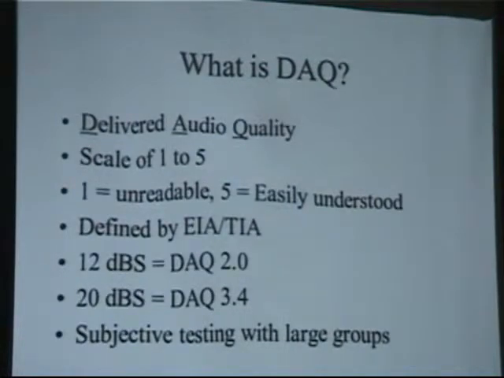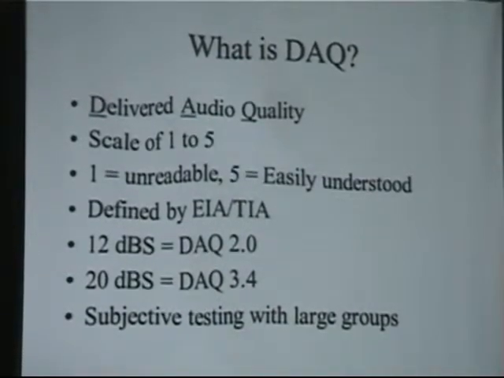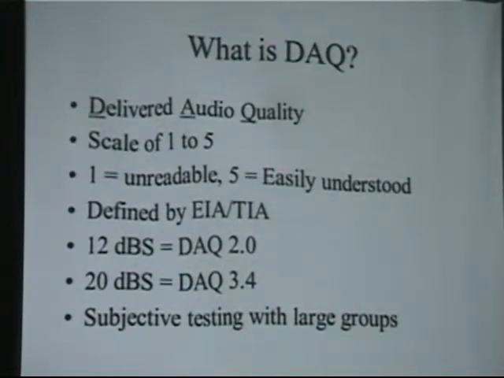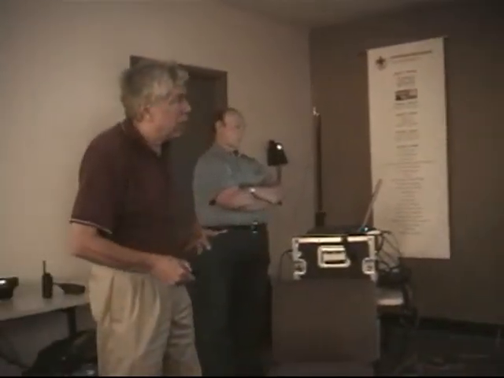So what the heck is delivered audio quality, DAQ? It's a scale of 1 to 5, whereas 1 is unreadable and 5 is easily understood. It's defined by the Electronics Industry Association, and for any of the techies, 12 dB SINAD analog sensitivity point is equivalent to a DAQ 2, and a 20 dB SINAD is equivalent to a DAQ 3.4. And to arrive at this, they did subjective testing and had people, large groups of people, listen to radio traffic and say how could they understand this, and they have recorded all these various levels of radio traffic.